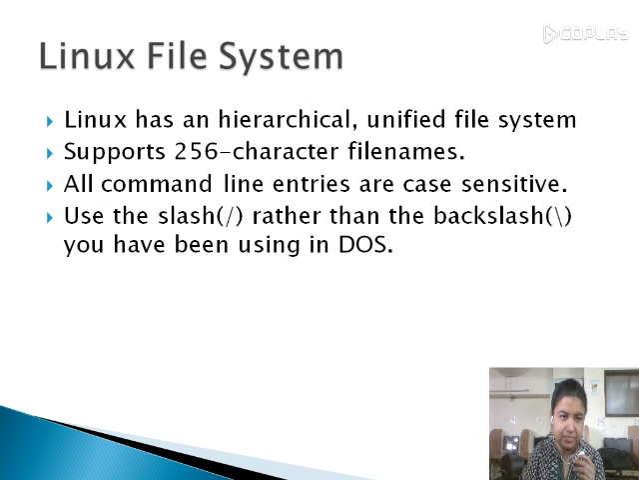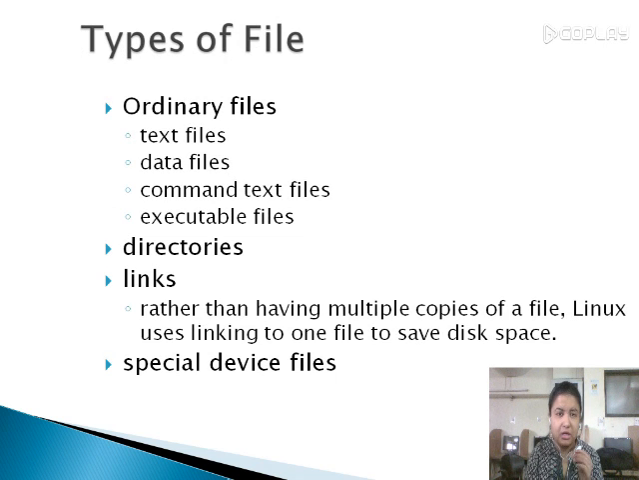Now, the file system. Linux has a hierarchical unified file system, and supports 256-character file names. All commands, lines, entries are case sensitive. Use the slash rather than the backslash you have been using in DOS. Types of file: ordinary files, we have text files, data files, command text files, executable files, then we have directories, we have links as well, then we have special device files as well for Linux.